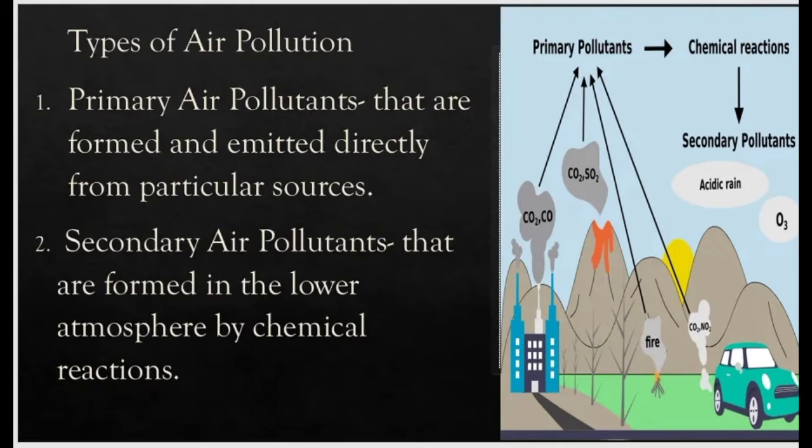Number two is secondary air pollutants, which are formed in the lower atmosphere by chemical reactions. So secondary air pollution is caused by reactions in air already polluted by primary emissions from factories, automobiles, and so forth. One example of a secondary air pollutant is photochemical smog.